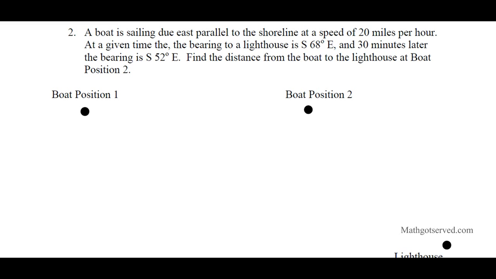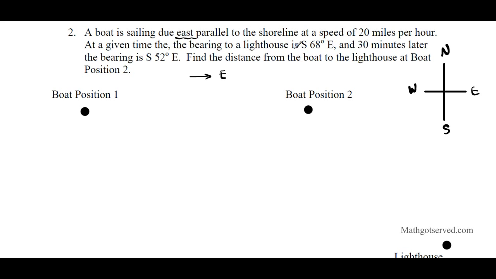All right, so let's take a look at number two. Number two says a boat is sailing due east parallel to the shoreline at a speed of 20 miles per hour. So let's sketch our four cardinal points real quick so we can get a sense of our orientation. We know that this is north, south, east, and west. Since the boat is sailing due east, that means the direction of the boat is going to be in this direction. It's traveling due east. So it's traveling at 20 miles per hour due east.